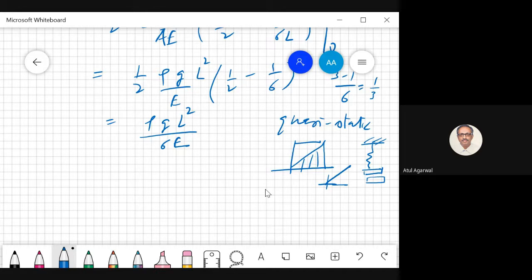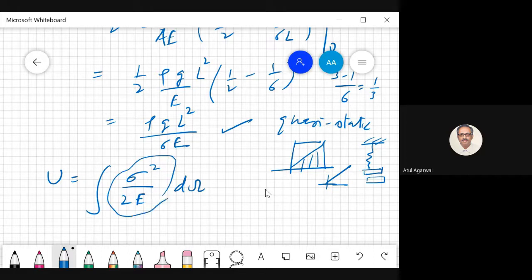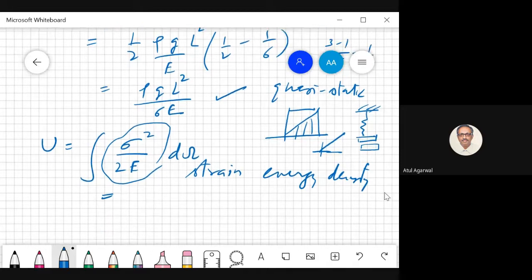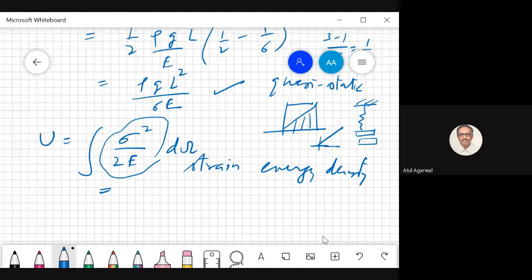So this is the work done by the gravitational force for the stretching of the bar. Also, you can find work done by an expression by strain energy. So what is the strain energy? I have not discussed strain energy so far, but I will just give you the formula. Sigma square by 2E, integrate over the volume. This term is known as strain energy density. I had already found stress for you. What was the expression for stress? W by A, 1 minus x by L.